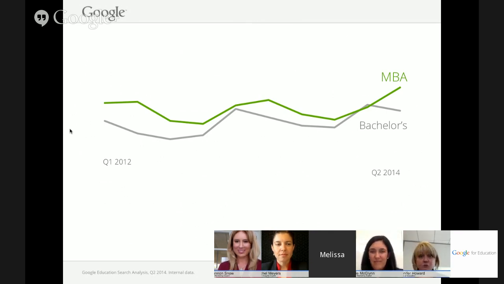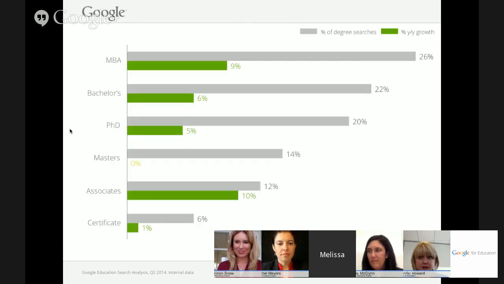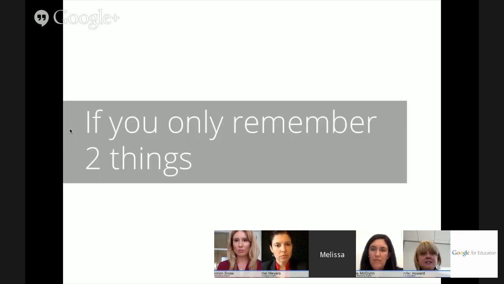So looking at the other degree types. We can see that MBAs are back and continue to grow, bachelor's degrees, and then followed very closely by PhDs. So still on the rise, and so really the thing to be thinking about here is that what we've seen is that MBAs, bachelor's, PhDs continue to grow, high demand, when people are being really specific about what they're looking for. And then associates and certificates growing, but as we noted, maybe in the online world. So there's differences in the way that we should be thinking about our offerings as well as the way that we're going to market. So that brings us to the end of our remarks on the data itself.